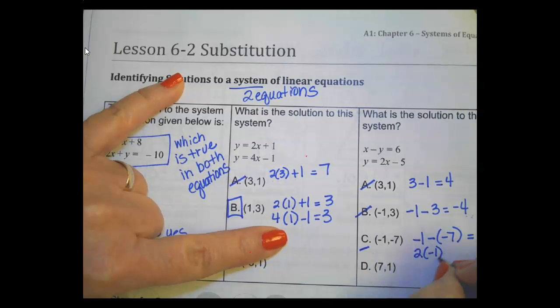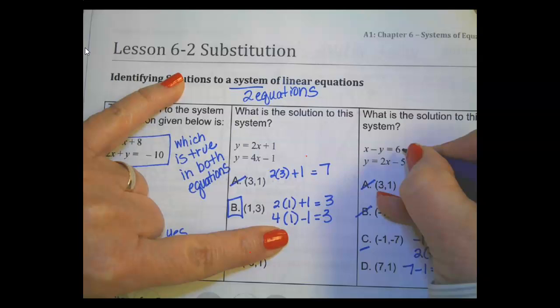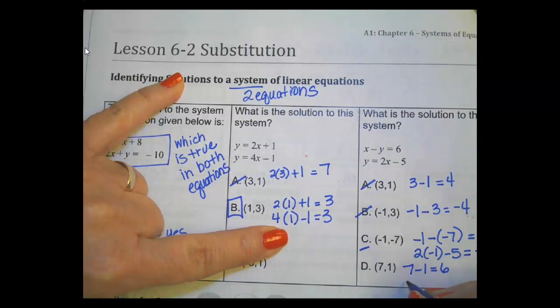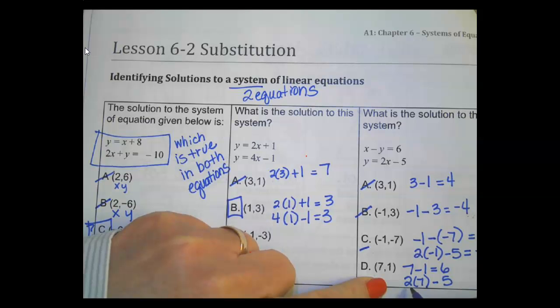Let's try the next one. 2 times negative 1 minus 5. So 2 times negative 1 is negative 2. Negative 2, take away 5 is negative 7. It didn't work. Let's see. 7 minus 1 equals 6. That's true. Let's try the second one. 2 times 7, 14, minus 5. Did I do that right? 2 times 7 is 14, minus 5. 14 minus 5 is not 1.